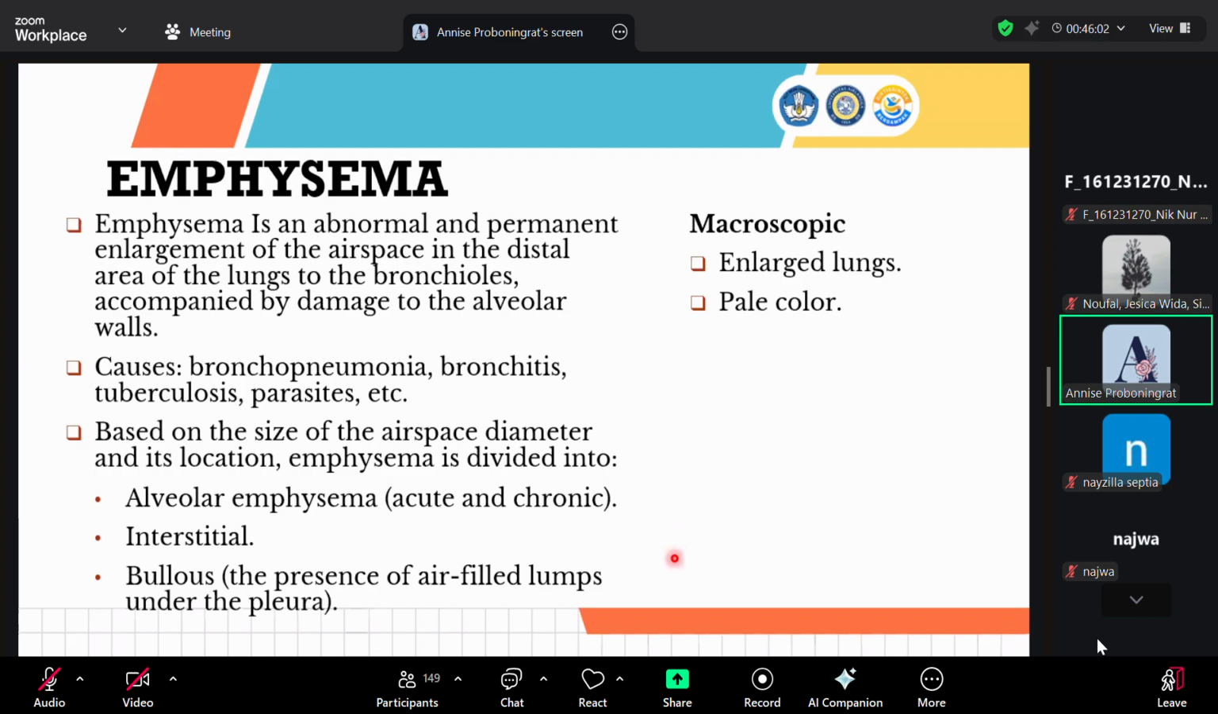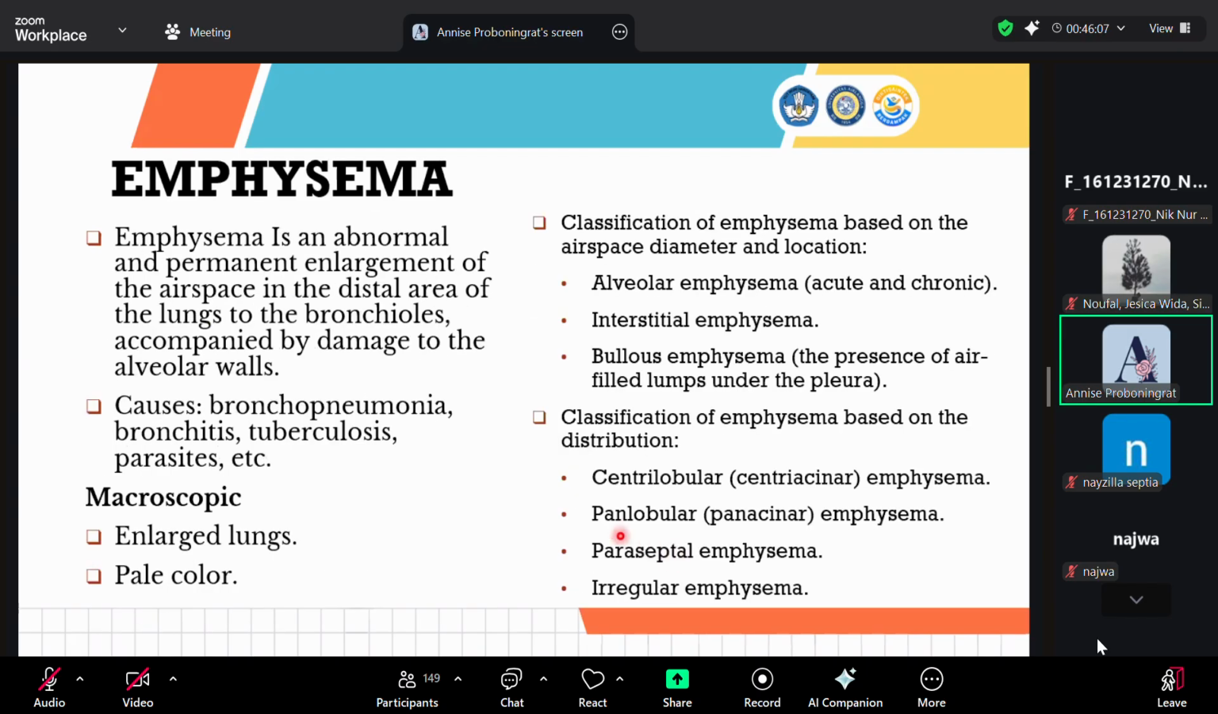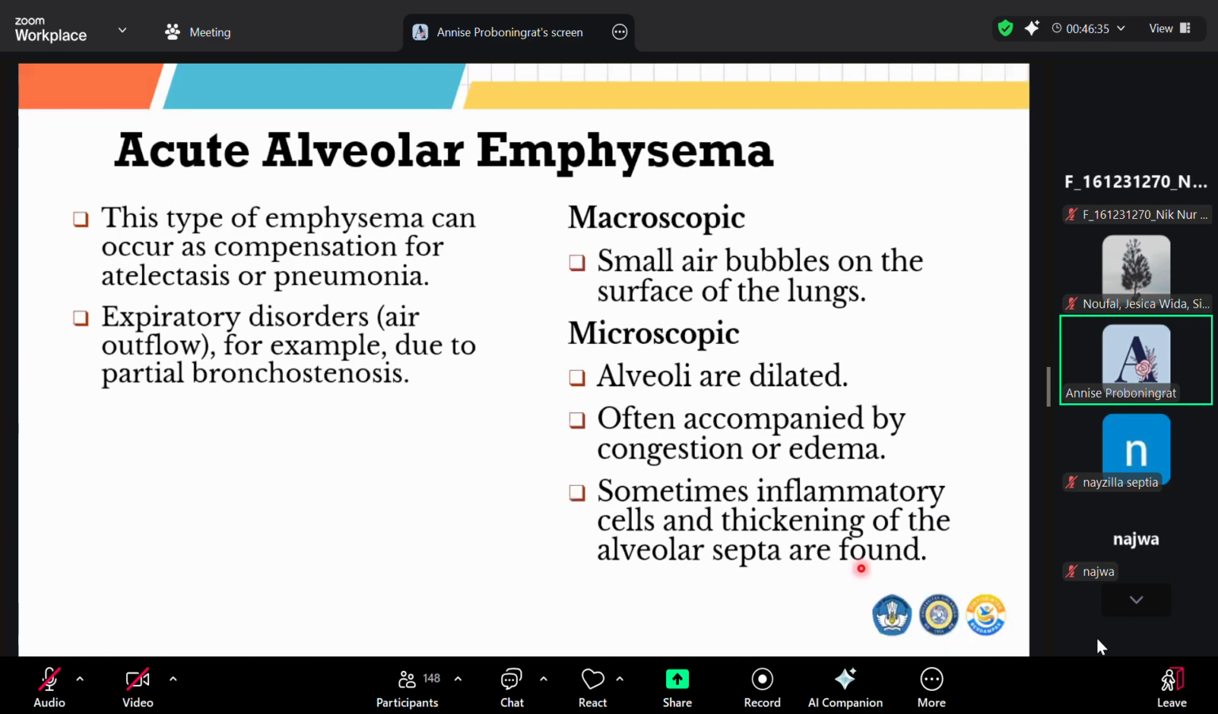And the organ will be enlarged and have pale color. The classification of emphysema based on the distribution can be classified into 4 types, or 4 categories. The first one is centrilobular or centriacinar emphysema, and then panlobular or panacinar emphysema, paraseptal emphysema, and irregular emphysema.